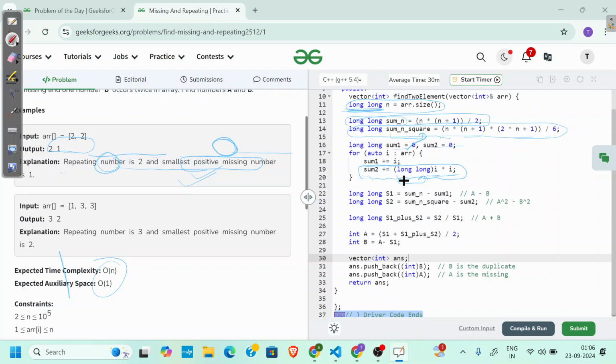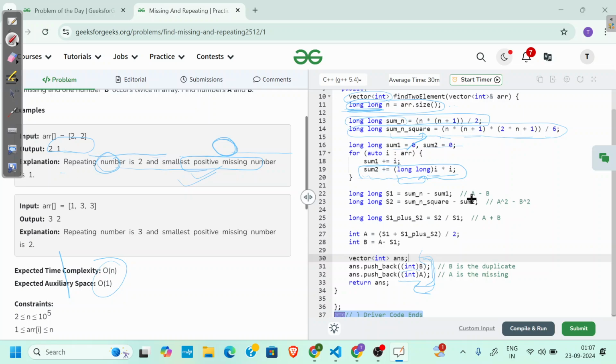If you don't know where to take long, take long everywhere, and while putting the answer, just put it in integer. This is the best thing you can do: use long everywhere, and finally, since we want to return int, while pushing into the vector, just typecast it to int and return. This is the best method, and it saves time.